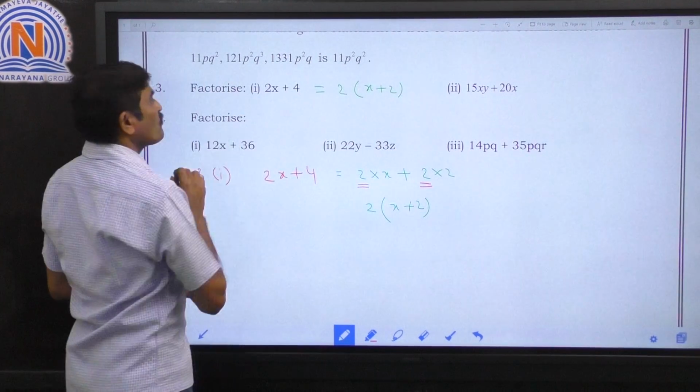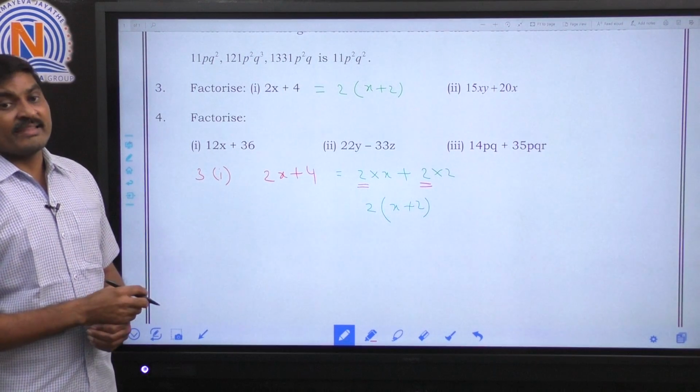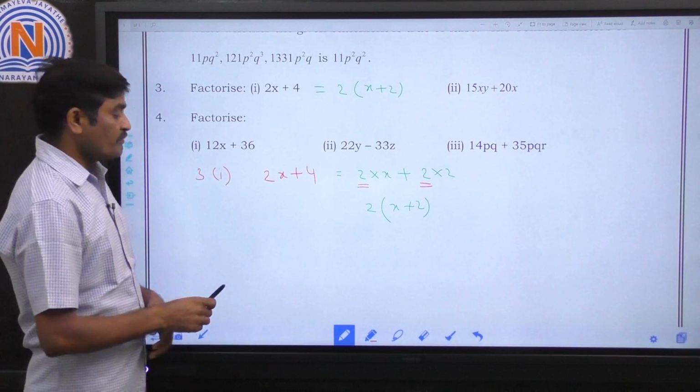So what are the factors of 2x plus 4? 2 is a factor and x plus 2 is the another factor of 2x plus 4.